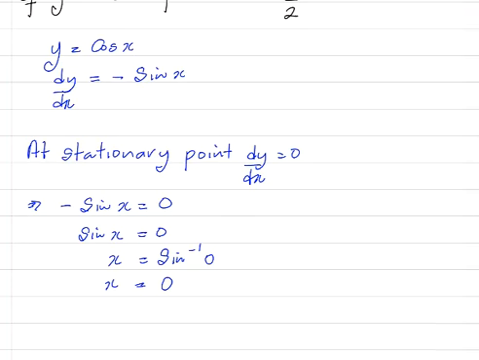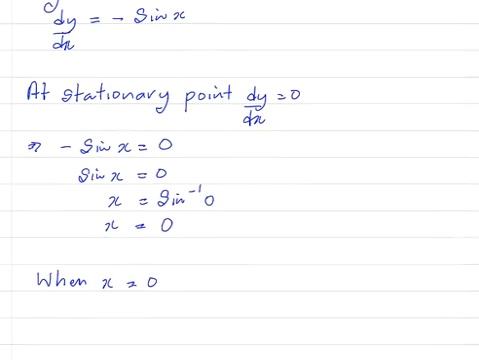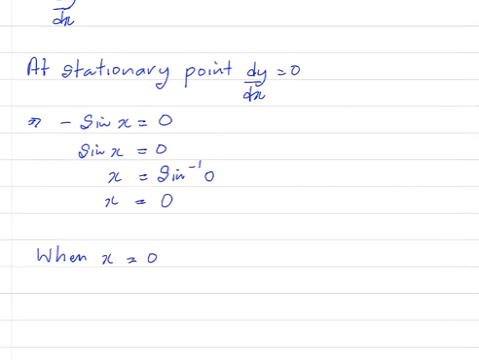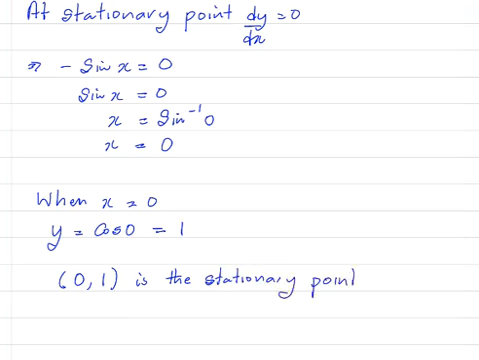Now I need to determine the value of y. So I'm going to say when x is equal to 0, x is equal to 0 is the value of x at the stationary point. Y would be equal to the cosine of 0, and the cosine of 0 is 1. So therefore 0, 1 is the stationary point.